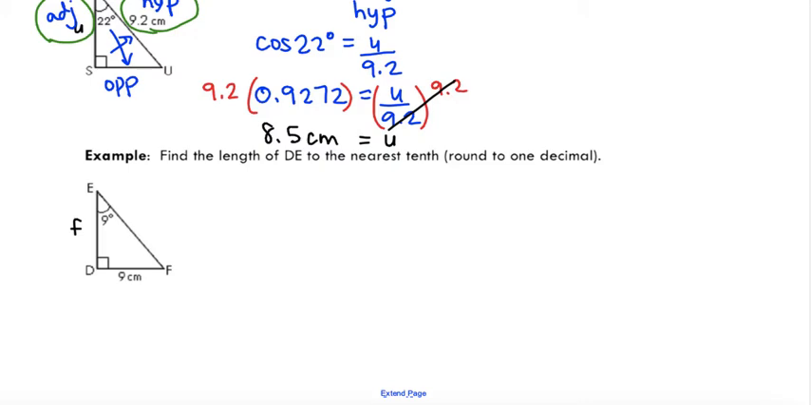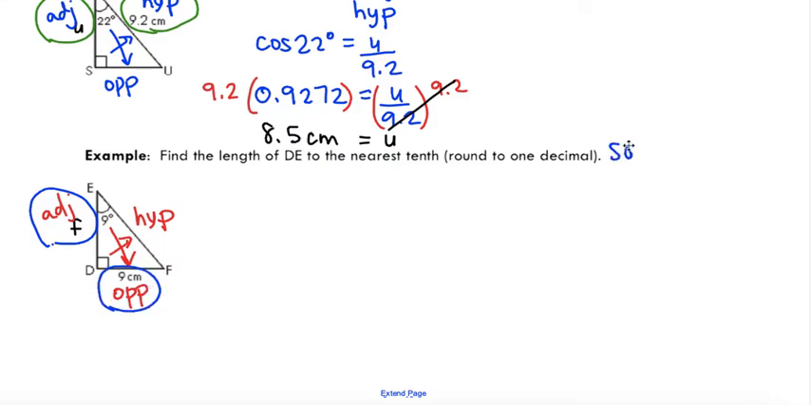So first thing I want to do is label the sides of my triangle. Across from my right angle is my hypotenuse. Across from my given angle E is my opposite side, and beside angle E is my adjacent. Now I have to ask myself, what is it that I'm trying to find? Well, I'm trying to find the adjacent side. I'm trying to find side F, and I know my opposite side.